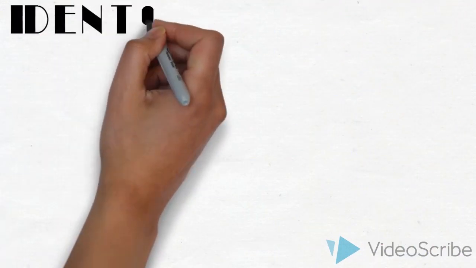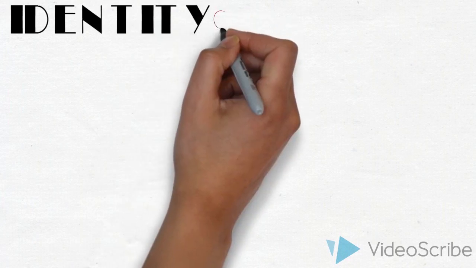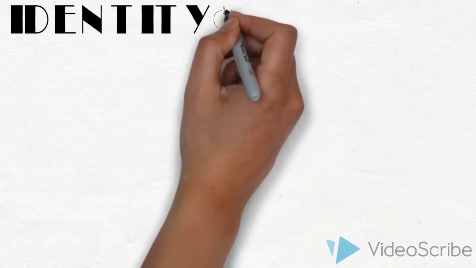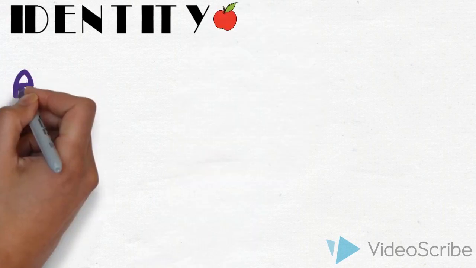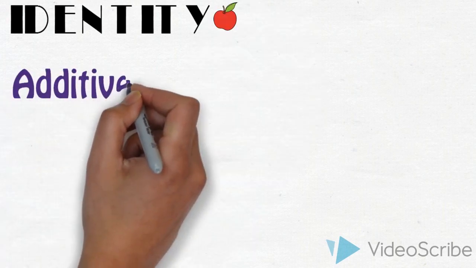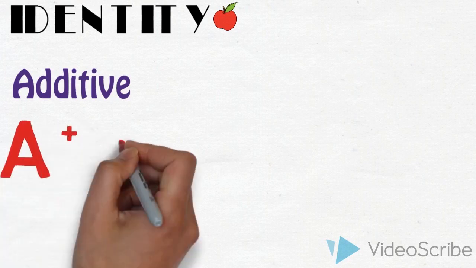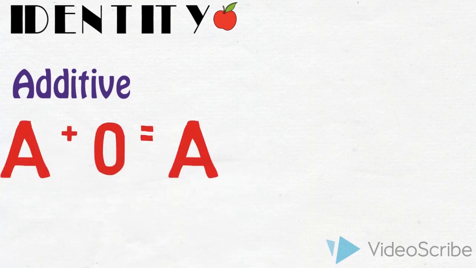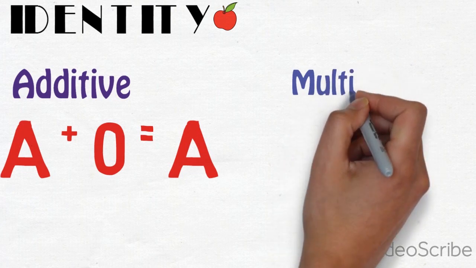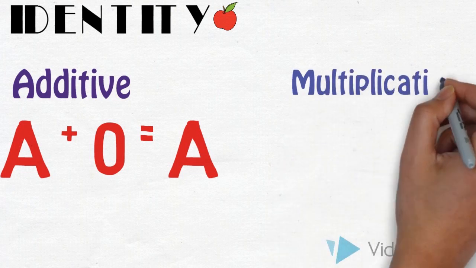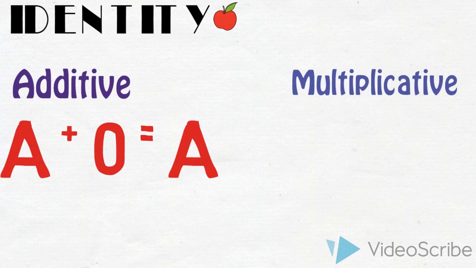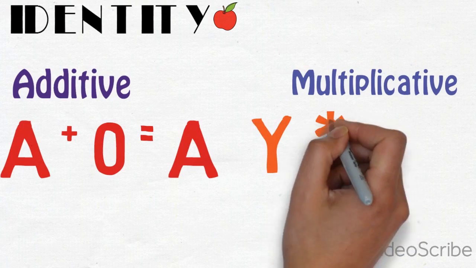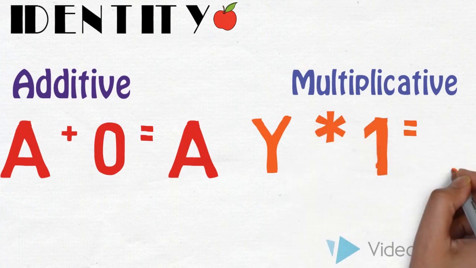In the case of the fifth property, which is called identity, we can find two variations, additive identity and multiplicative identity. In the first one, the objective is adding 0 to a real number, so the result is the same real number, such as a plus 0 is equal to a. In the multiplicative identity, we have to multiply the real number by 1, so in the same way, we get the same number as a result. For example, y multiplied by 1 is equal to y.